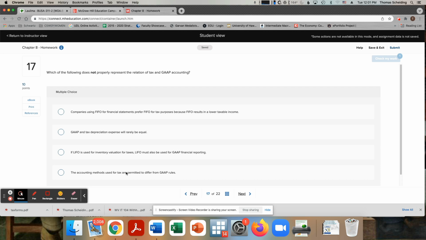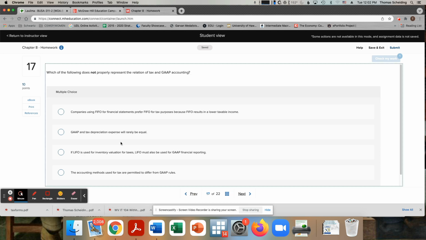If LIFO is used for taxes, LIFO must also be used for GAAP. Yes, you would want to have some of that consistency, at least for inventory valuation. It's not necessarily that using first in, first out would get you a lower taxable income, because it depends on the nature of the thing that you're selling. GAAP and tax depreciation expense will rarely be equal. They typically are not the same, the depreciation of your capital expenditures.